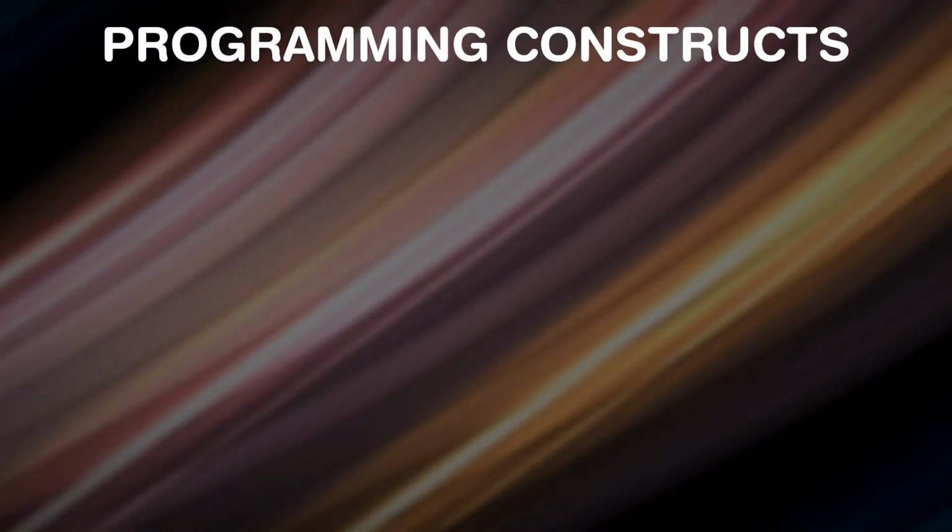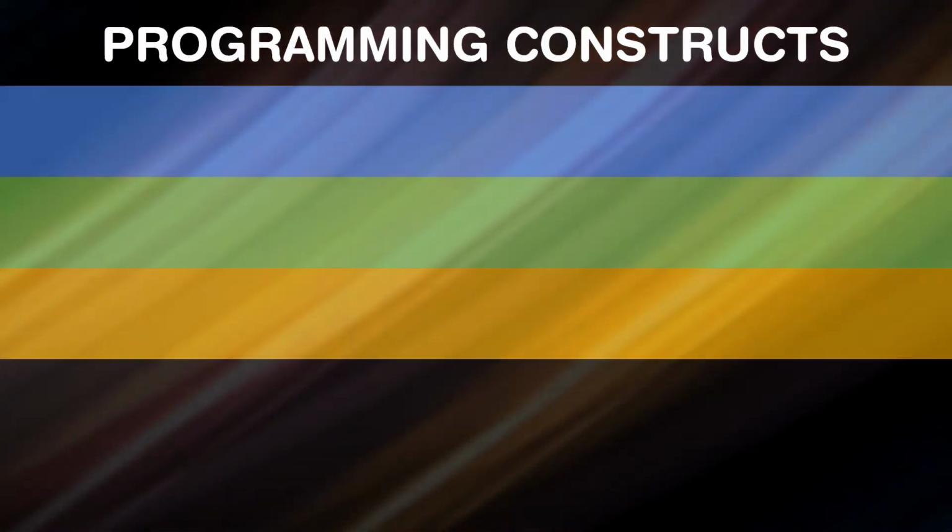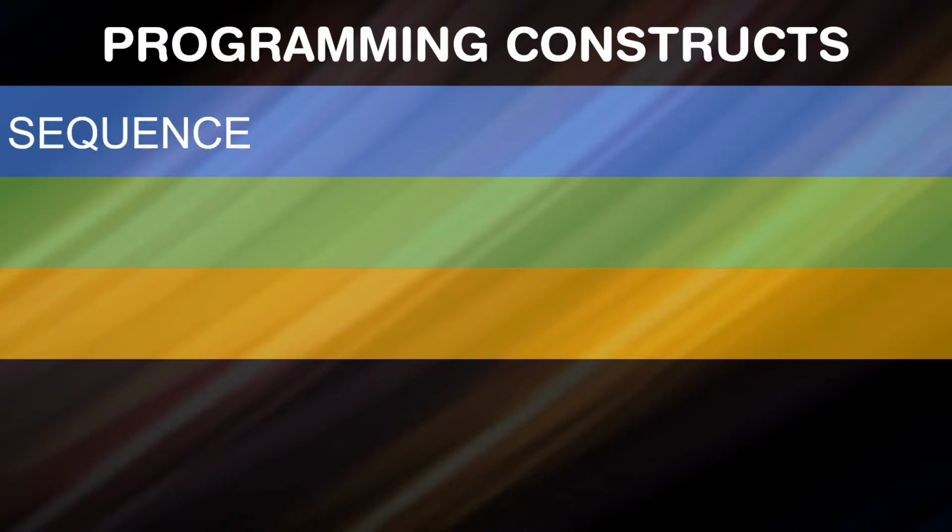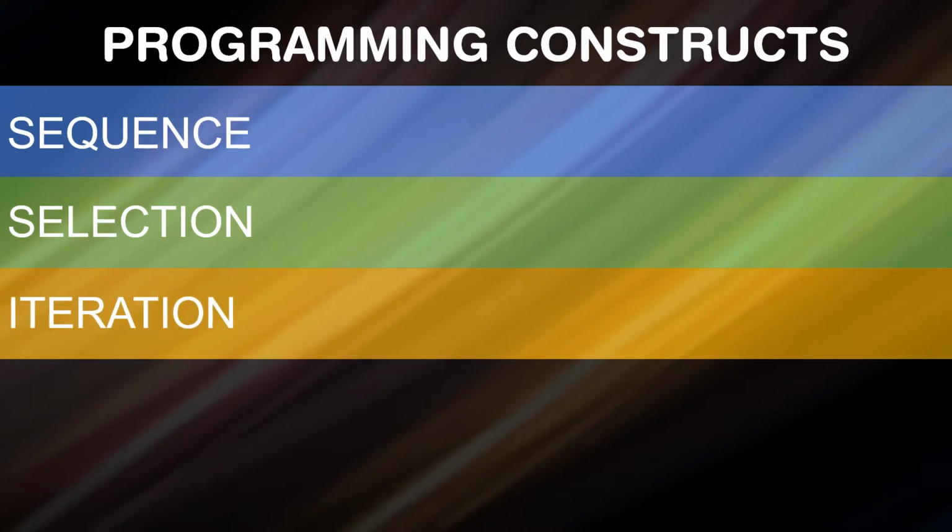So let's talk about the programming constructs. There are three main programming constructs and they each help to make up our code. The first one is called sequence, and that's what we'll be learning about today. The next one is called selection, and the final one is called iteration. By combining all three of these very simple concepts, you can make practically any program. So this video is about the very first one, sequence.